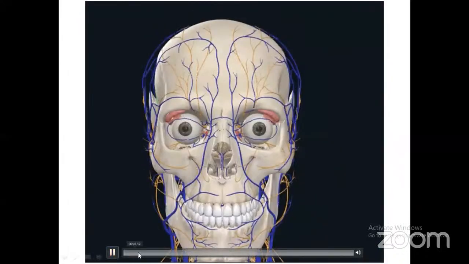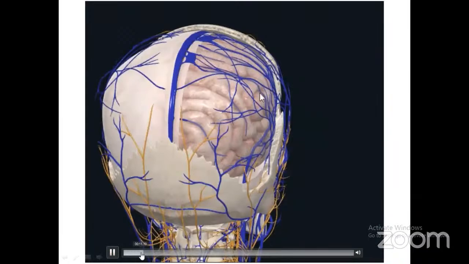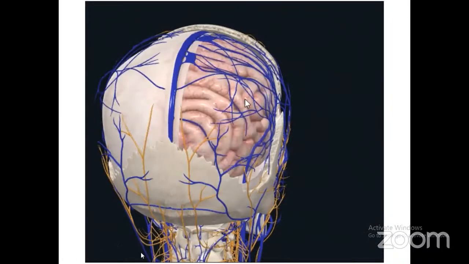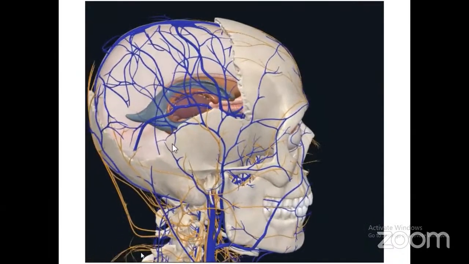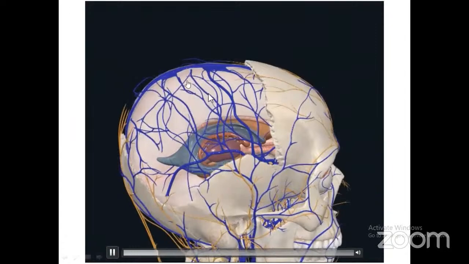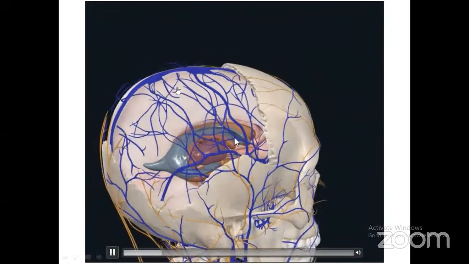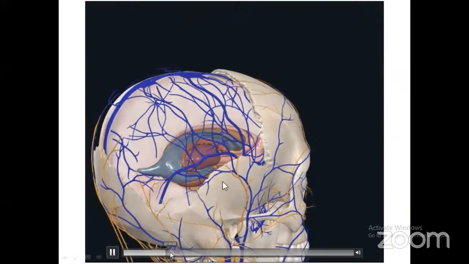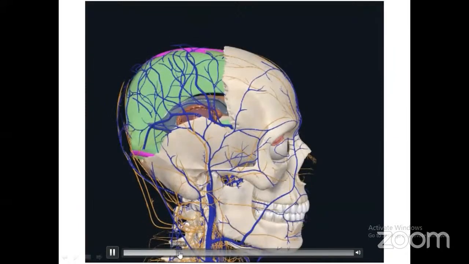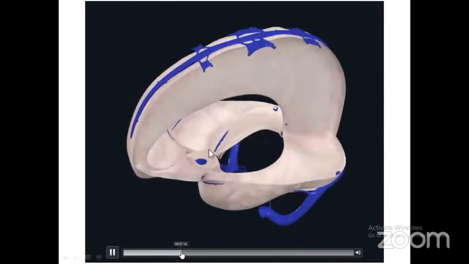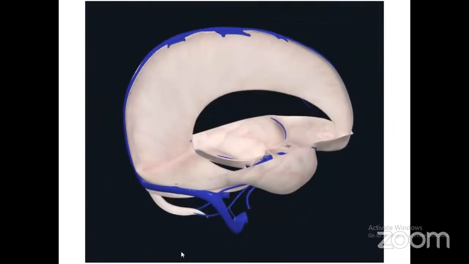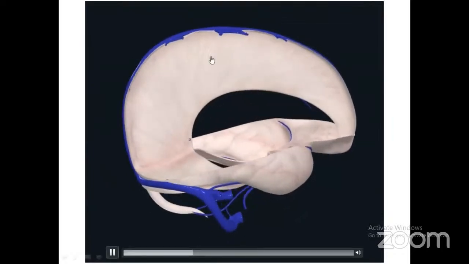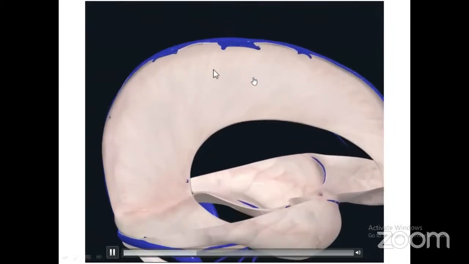And let us try to see them along with the dural folds. So once we remove the layers one by one, dura mater, arachnoid mater, and pia mater, we'll remove one cerebral hemisphere to understand. You can see the falx cerebri, which is lodged in the median longitudinal fissure between the two cerebral hemispheres. And this is the view with the dural folds, dural venous sinuses with the dural folds. You can notice this is the falx cerebri.